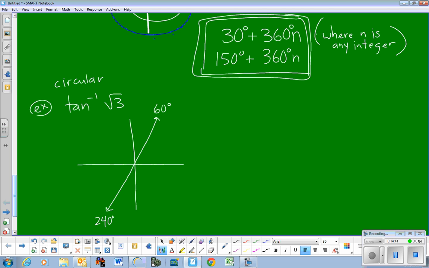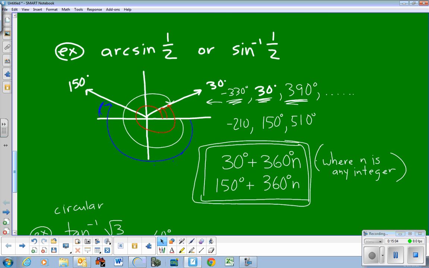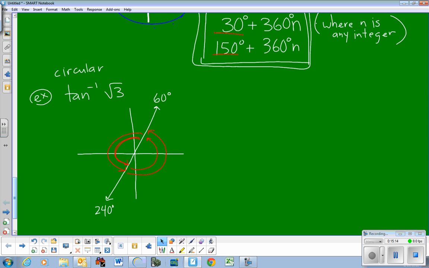Now, for tangent, it's going to work slightly differently. The fact that they are right across from each other means if I can get the 60, then I can just add 180, add 180, add 180, add 180. So that cuts the number of expressions we need to write in half. I couldn't do that up here with sine because they were not right across from each other. So I had to take each one individually, the 30 and the 150, and add 360 to that. But for tangent, they're right across from each other.